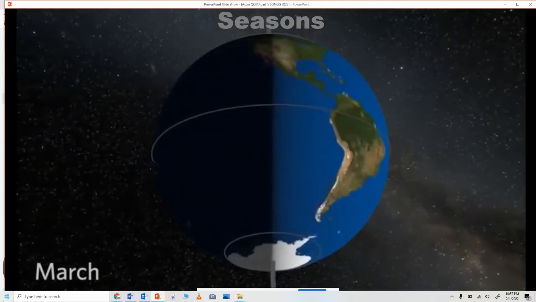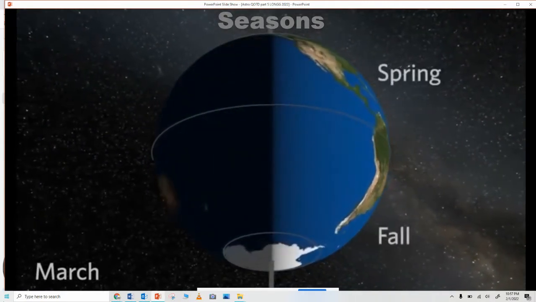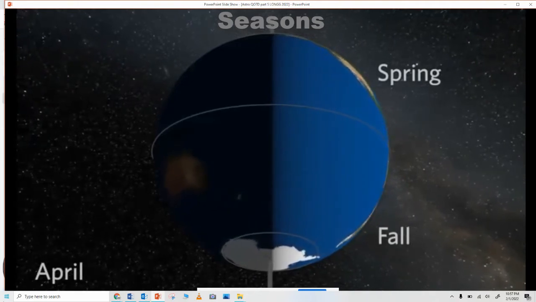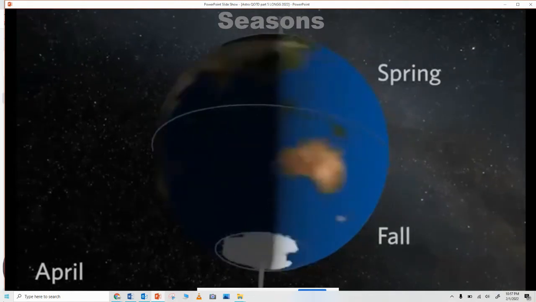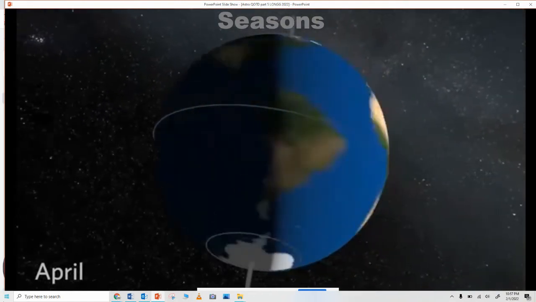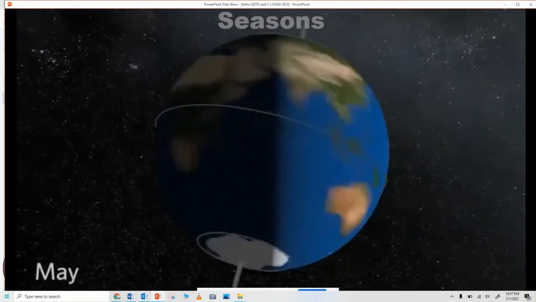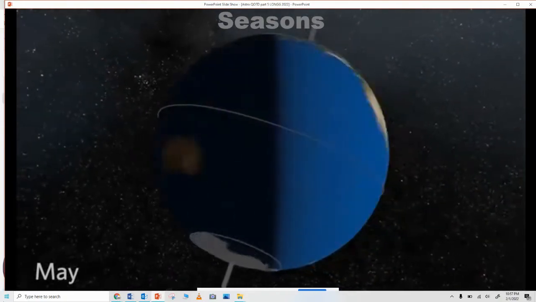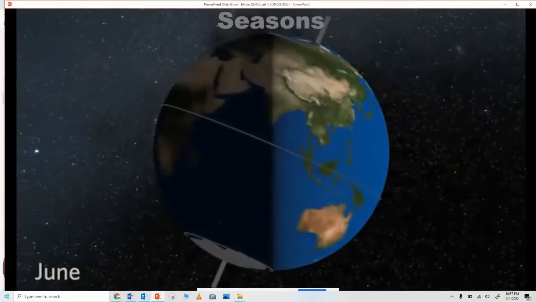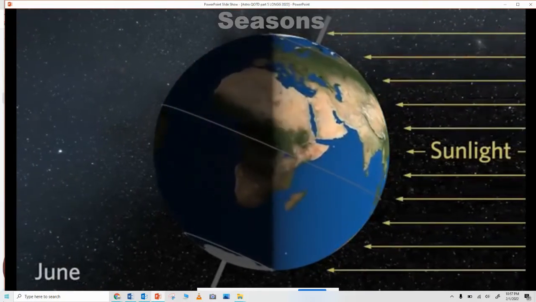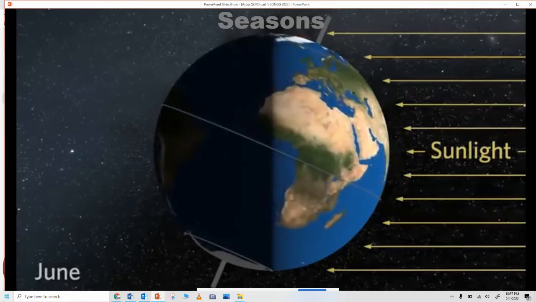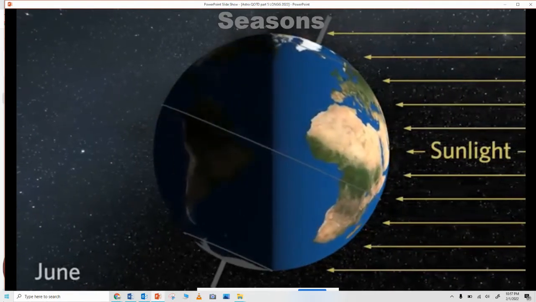Now Earth is tilted neither toward nor away from the sun, as day and night are about equal in length. As we make our way to the summer months, notice that Earth is still tilted in the same direction, only now on the other side of our orbit. The North Pole is tipping toward the sun. Sunlight strikes the northern hemisphere more directly, and the sun stays in the sky for a longer time.